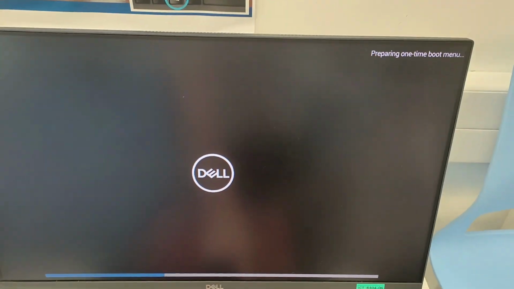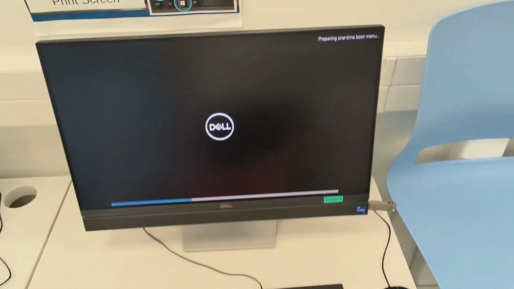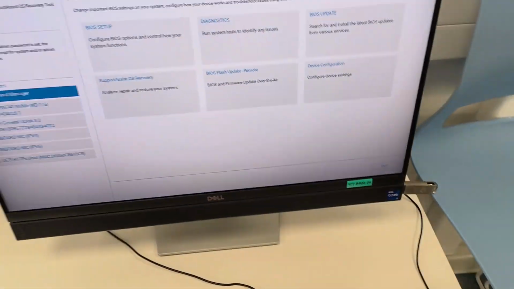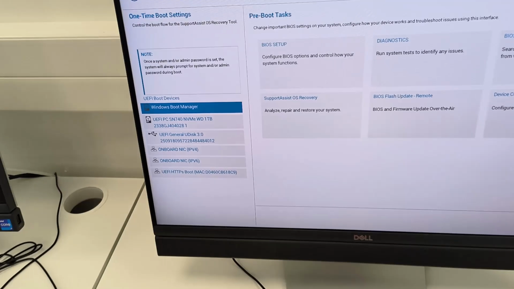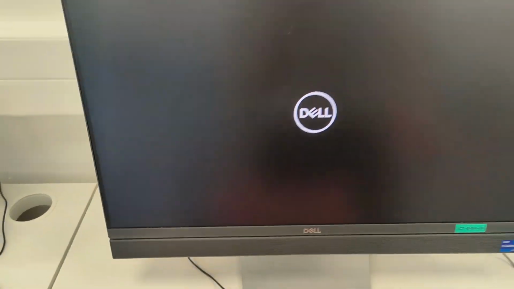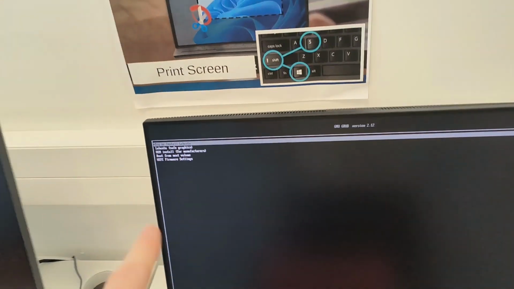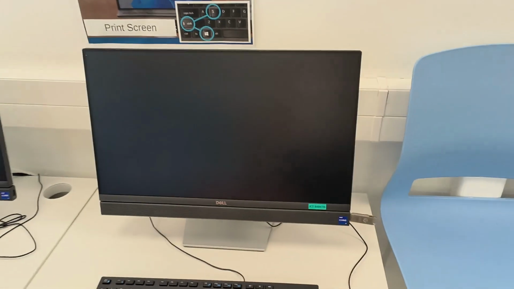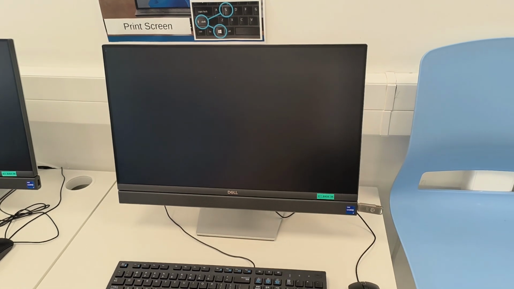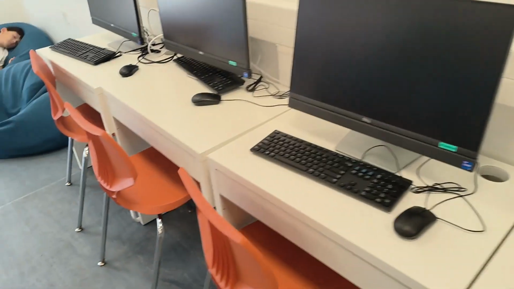So and then that's also linked to the BIOS. So we're going to go into the BIOS, and I'm going to boot from the USB, and then I can try Linux. So this was one of the assignments that the students were working on, is uploading Linux.